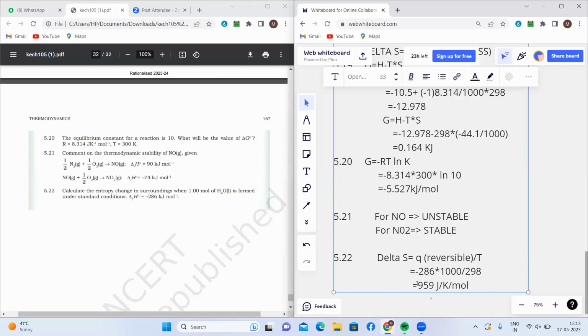It's last question. मैंने क्या किया है? Last question में मैंने वही किया है कि delta S is equal to Q reversible upon T. Q reversible upon T में क्या किया है? अपने सिर्फ फॉर्मूला लगाया है क्योंकि अपने को दिया हुआ है कि ये रिवर्सिबल हीट चेंज है क्योंकि वन मोल ऑफ H2O इज फॉर्म्ड विद स्टैंडर्ड कंडीशंस. स्टैंडर्ड कंडीशन में टेम्परेचर होता है 298 केल्विन. अपन ने वो यूज किया एंड वी डायरेक्टली कैलकुलेटेड द आंसर.